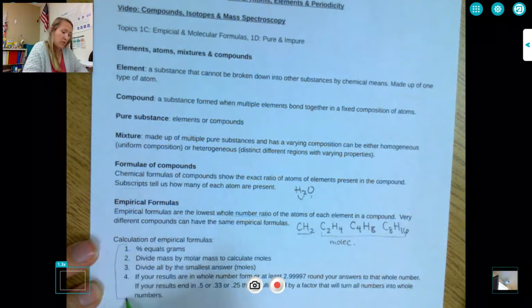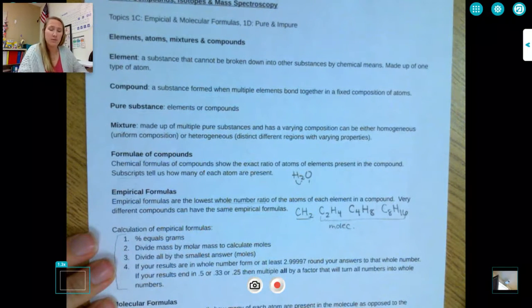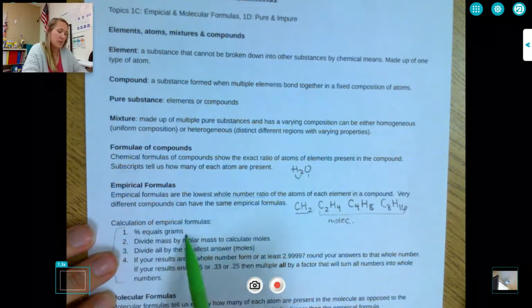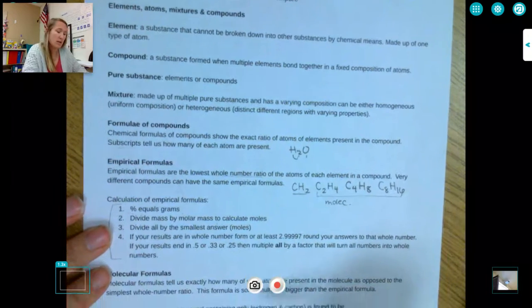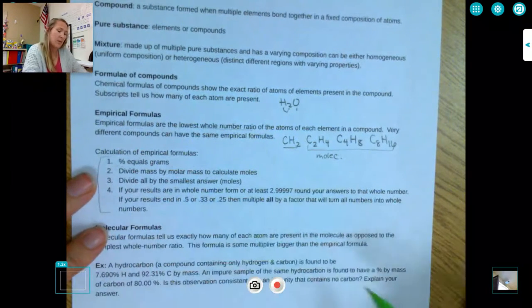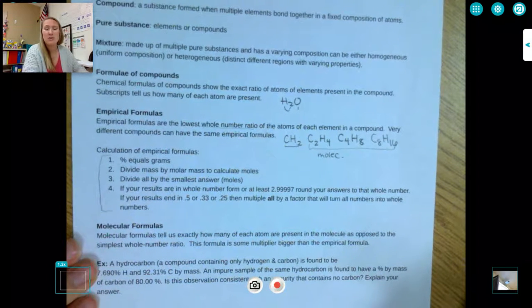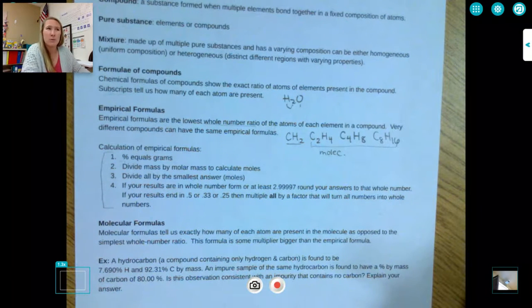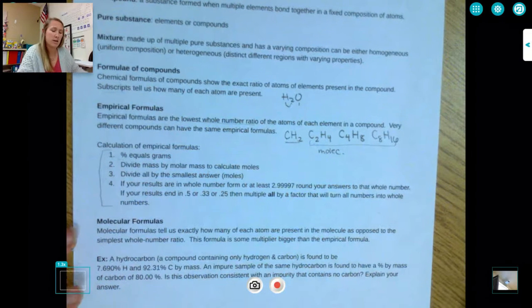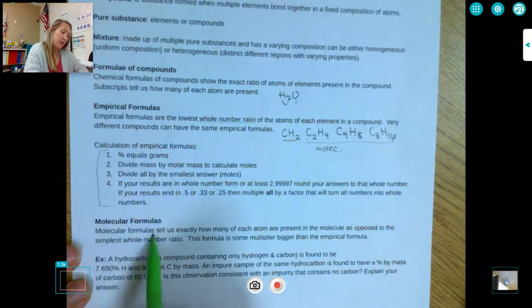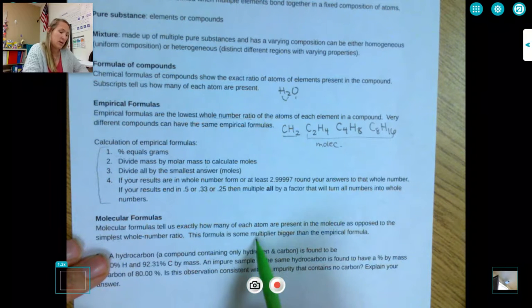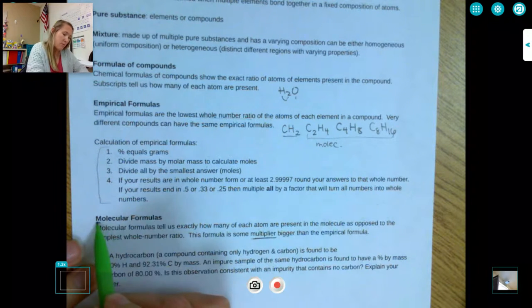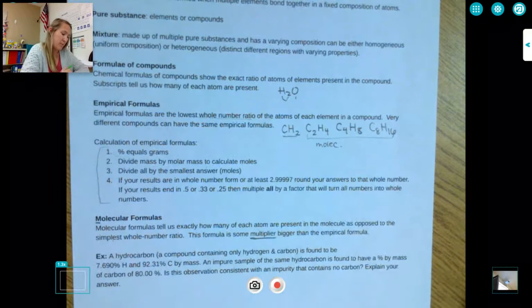This is how we calculate empirical formulas. Again, a review of what we have learned before, where if we have percents, we turn them into grams, divide by molar mass to get to moles, divide by the smallest one to get a ratio, and we multiply till whole if we can. Remember, if we have experimental data, we don't really multiply until whole because usually there's some rounding error in there, especially because we're taking real life measurements. And then again, the molecular formula tells exactly how many of each atom are present as opposed to the simplest whole number ratio, some multiplier bigger. So M for molecular, M for multiplier bigger.